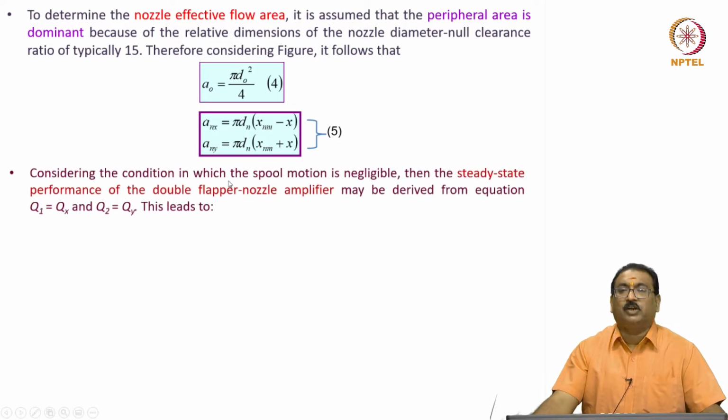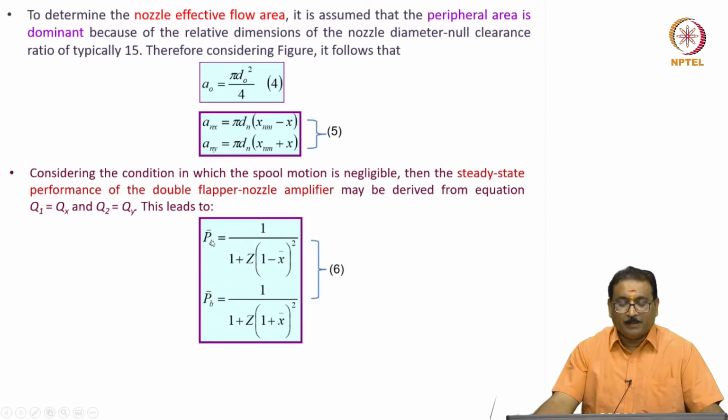Considering the condition in which the spool motion is negligible, the steady state performance of the double flapper nozzle amplifier may be derived from the equations Q1 equal to QX, Q2 equal to QY. This leads to PA bar equal to 1 divided by 1 plus Z into (1 minus x bar) whole square.